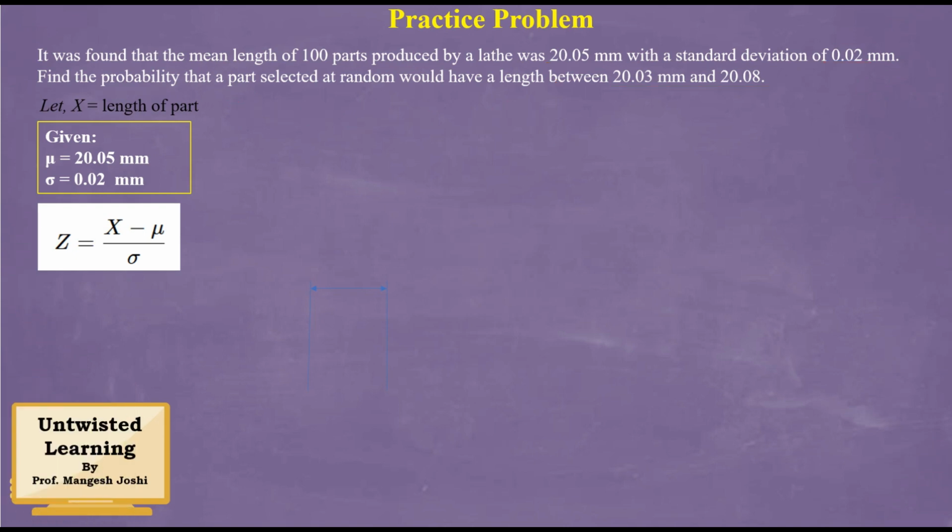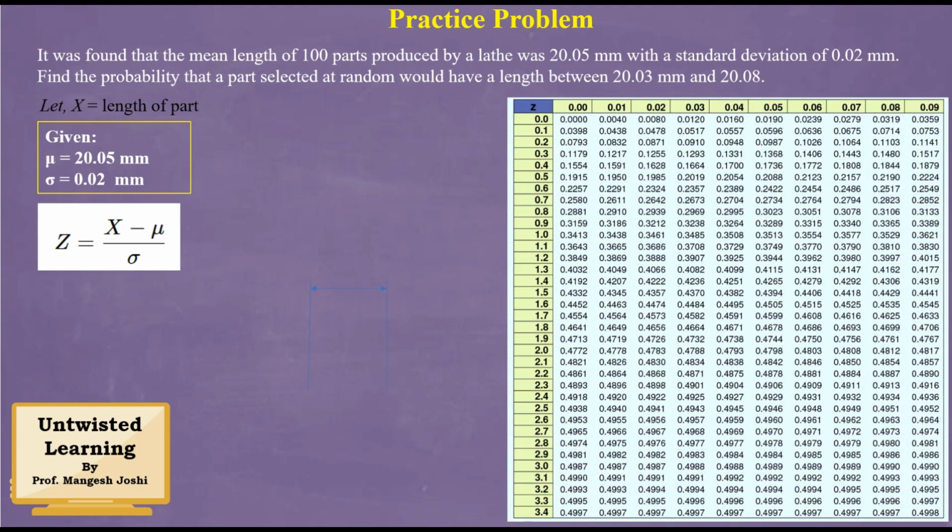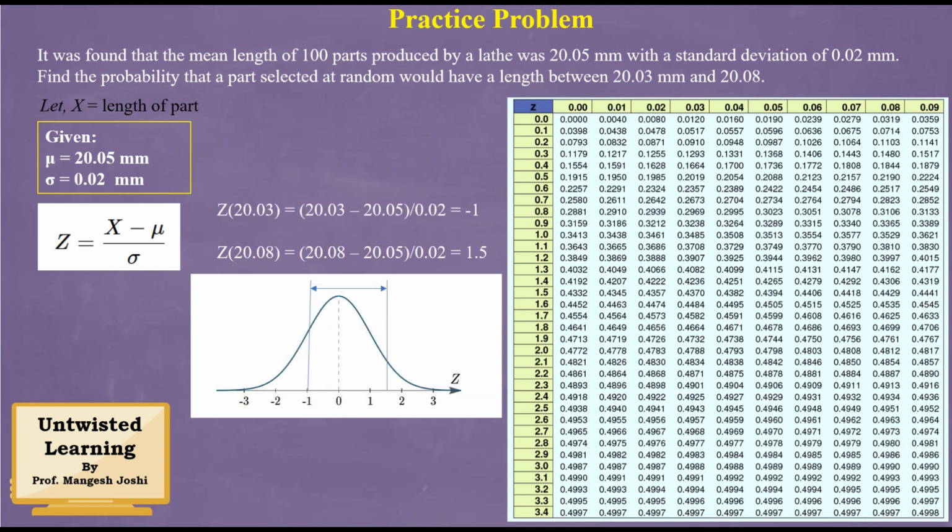So you have this formula z equals x minus mu by sigma, which will transform your distribution into standard normal distribution. So this is the z distribution table. First of all, we will calculate z for the first observation, that is 20.03. So x is 20.03 minus mu is 20.05 divided by sigma is 0.02, which comes out to be minus 1.